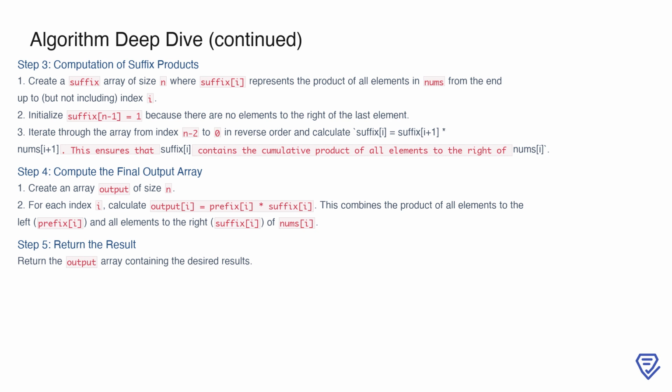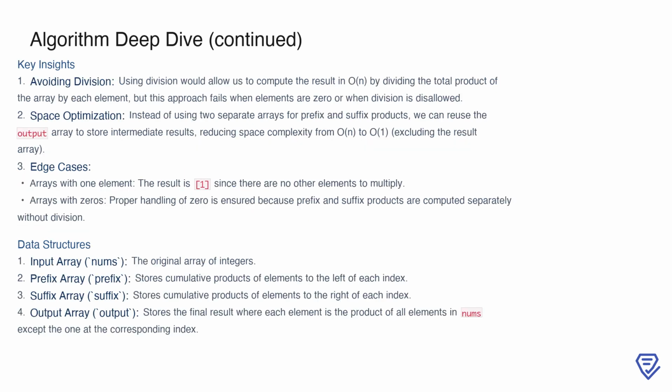For each index, the product of the prefix and suffix values gives the result for that index, since together they represent the product of all elements except the one at that position. Once this computation is complete, we return the output array. There are a few key insights that make this algorithm particularly efficient.